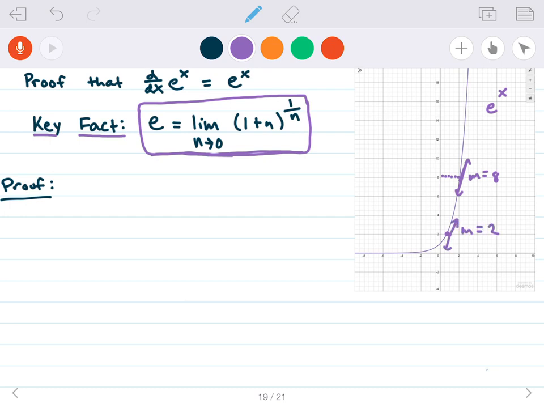Okay, so the key thing we need to know for this proof is that e is equal to the limit as n goes to 0 of (1 plus n) raised to the 1 over n. And if you're curious about how this came to be, you should look at Taylor expansions, but this is just going to be a fact that we need to prove this. Okay, so let's start the proof. We're trying to prove that the derivative of e to the x is e to the x, and so when we're trying to find the derivative, we use the limit definition.